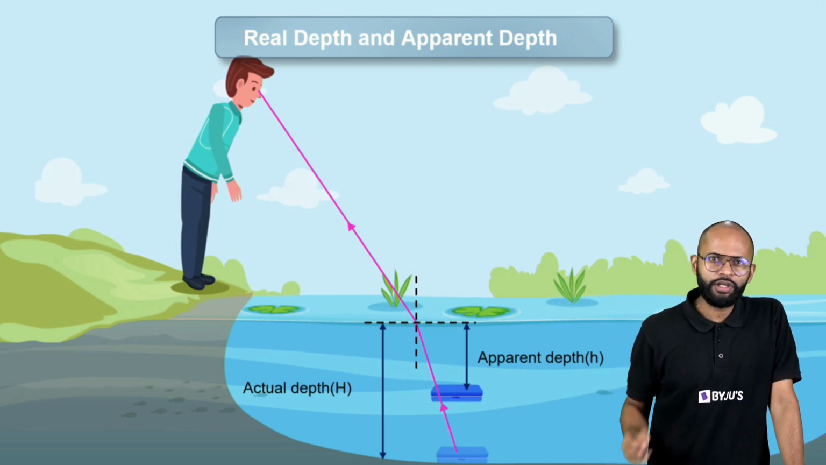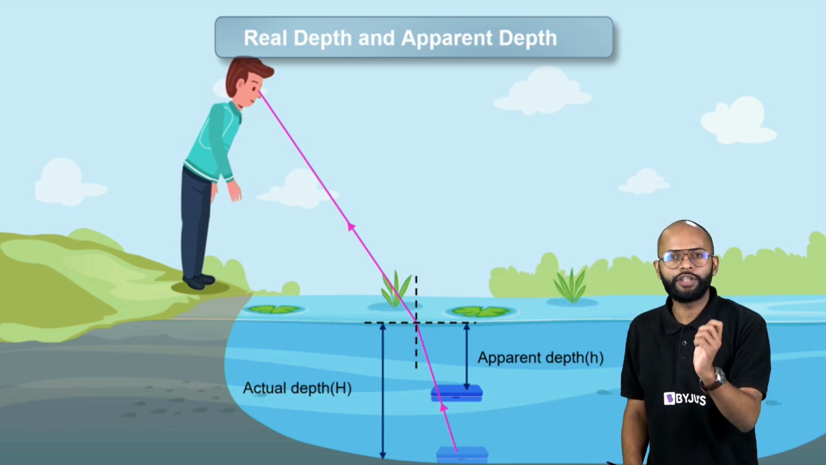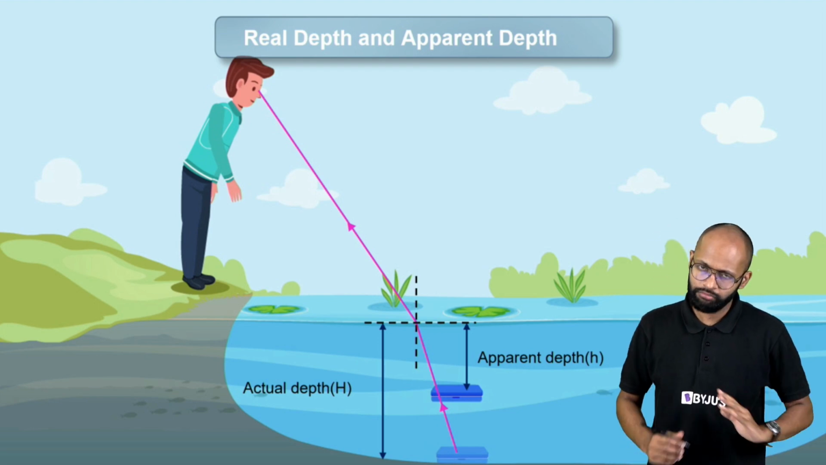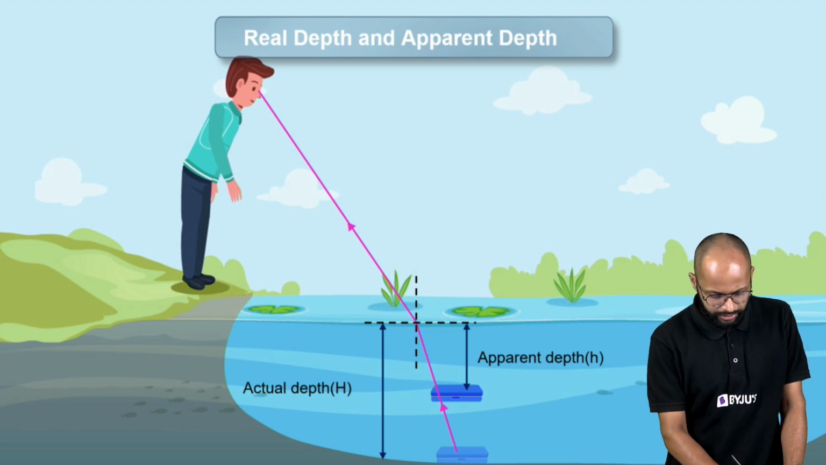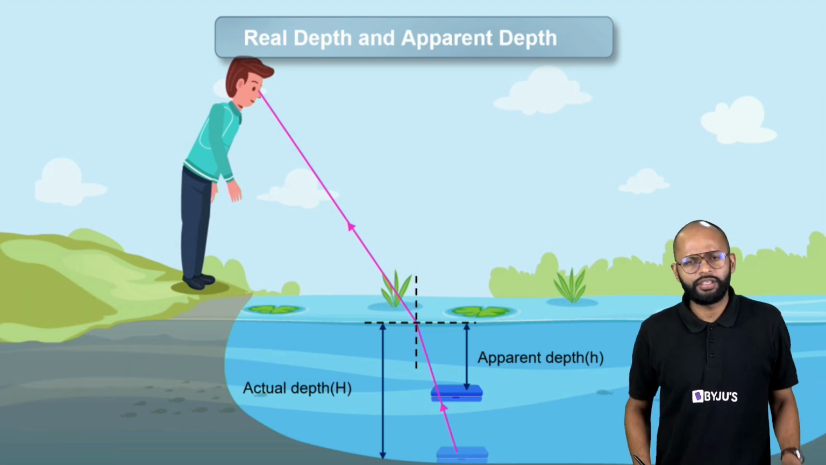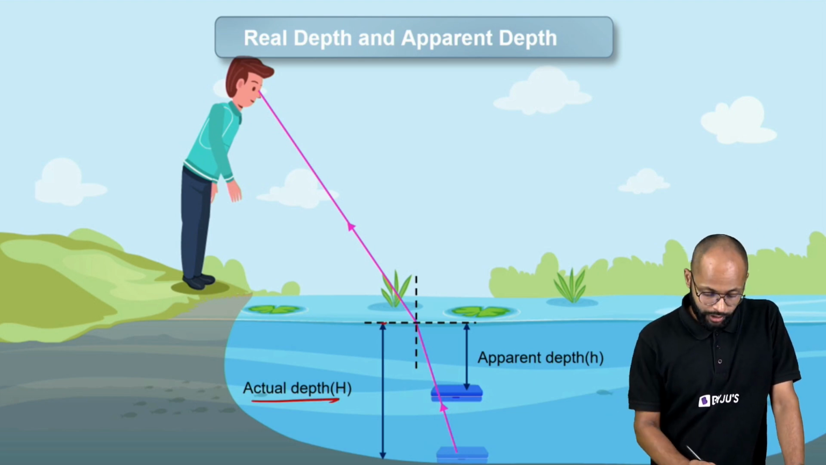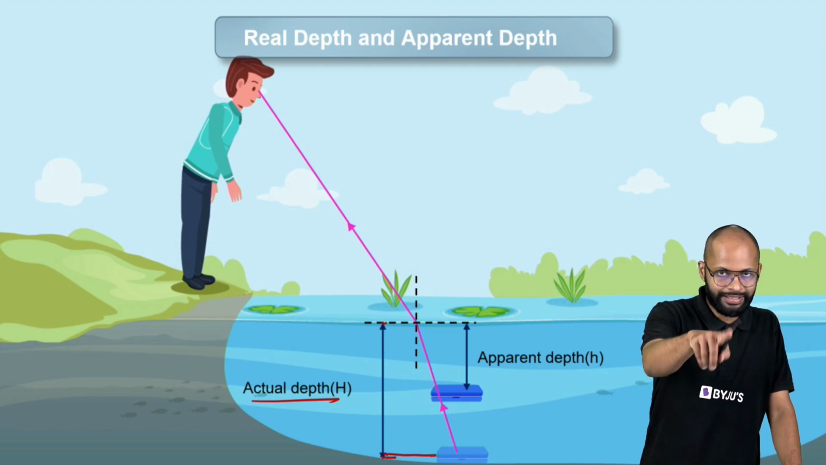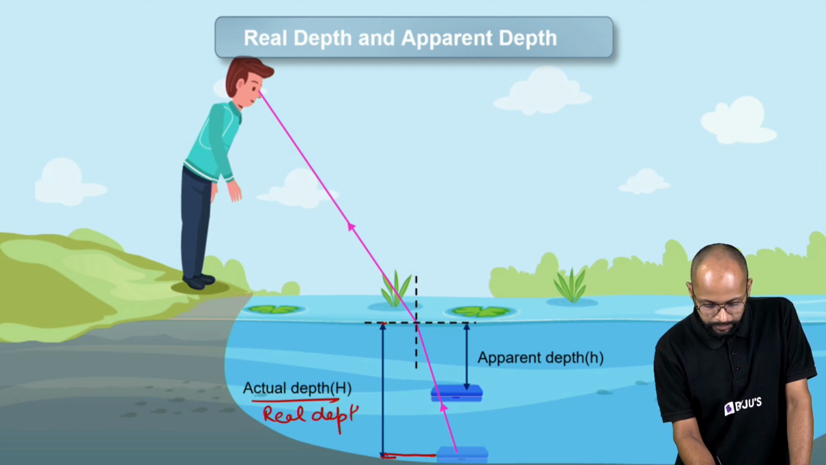See, first of all, let's talk about two important terminologies. The actual depth of the object kept from the surface of the denser medium is called the real depth. Real depth or actual depth, that's the same thing, not a problem. This is the actual depth, meaning from the surface of the liquid till the point where the object is actually kept. That is the actual depth, or you can say real depth.